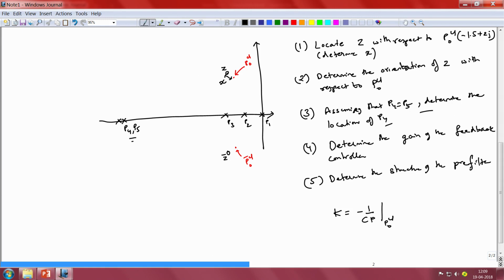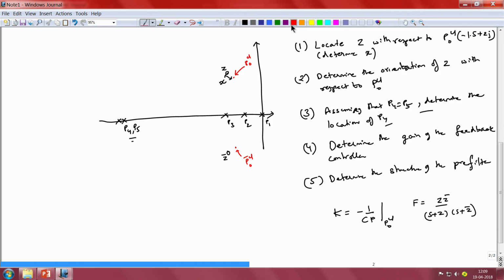And the final step is to determine the structure of the pre-filter, and we noticed that in the previous example our pre-filter had the structure F is equal to Z Z bar divided by S plus Z times S plus Z bar, and this structure ensured that the pre-filter transfer function cancelled the zeros of the transfer function for the feedback part of the system alone, and that ensured that the points PCL0 and PCL0 bar were the dominant poles of our closed loop system. So steps 4 and 5 therefore are also identical to the steps that we undertook in the first example.